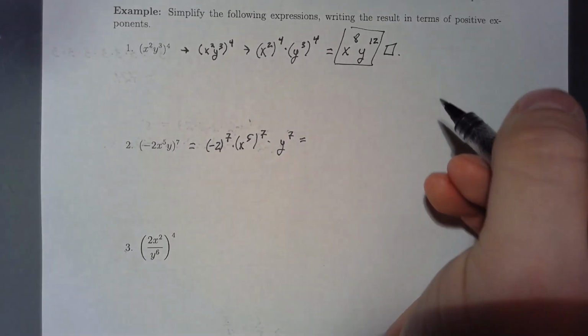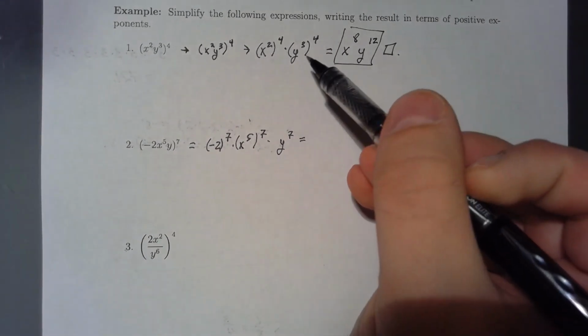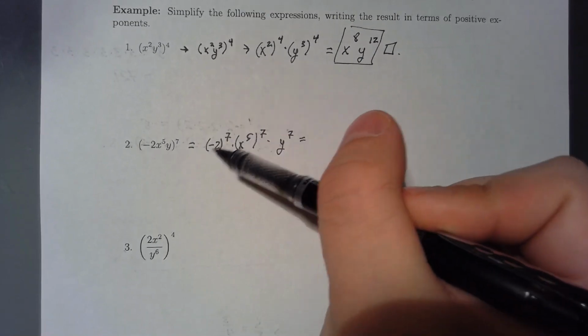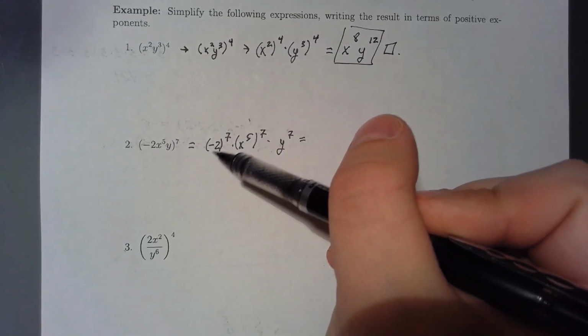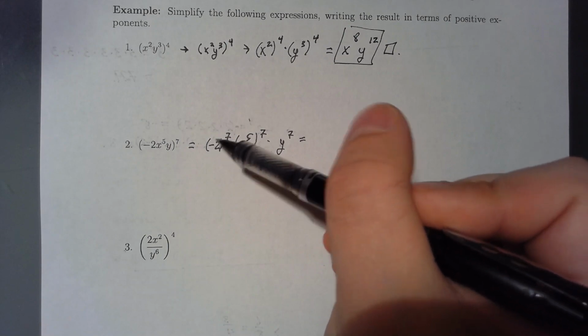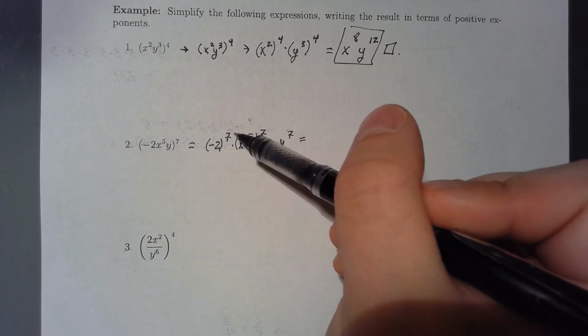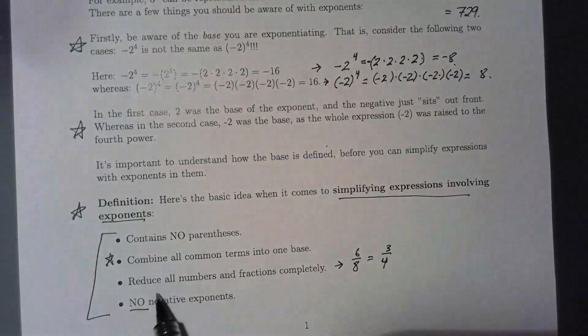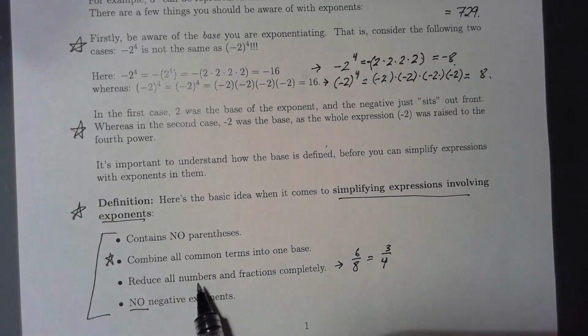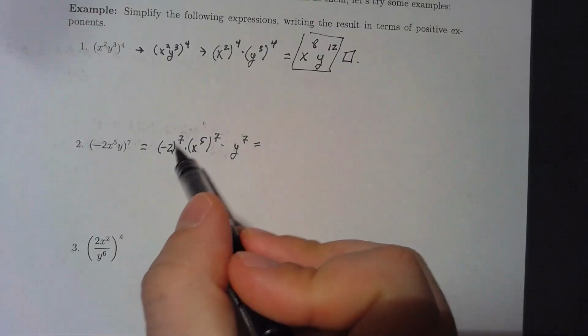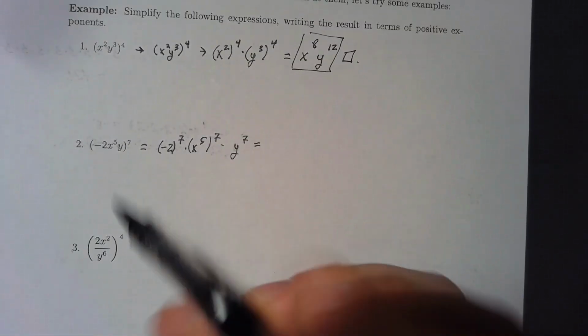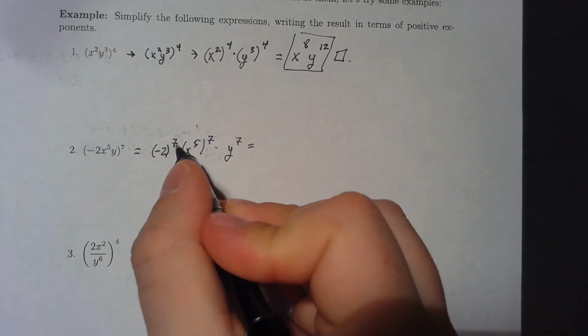So now, from here, it's very similar to this one. If you have a numerical base, like in this case we do, this is negative 2 to the 7th, you want to write that out, and you want to reduce all numbers and fractions completely. So I'm going to write negative 2 to the 7th as the number that it is.